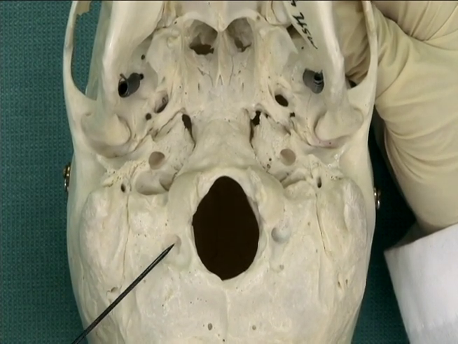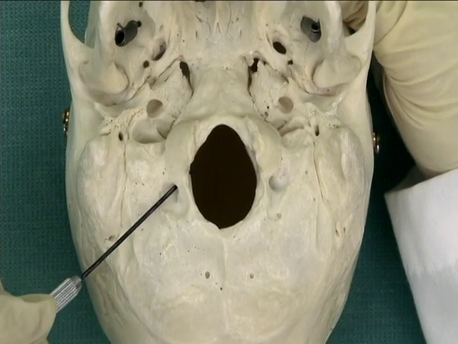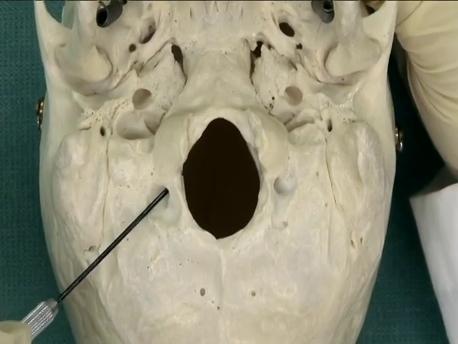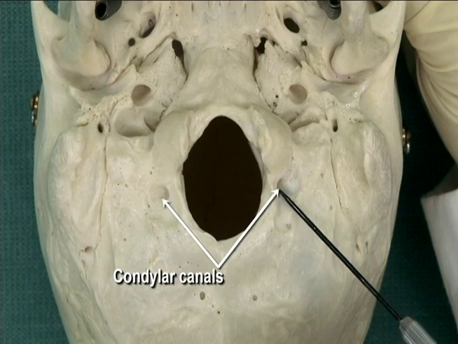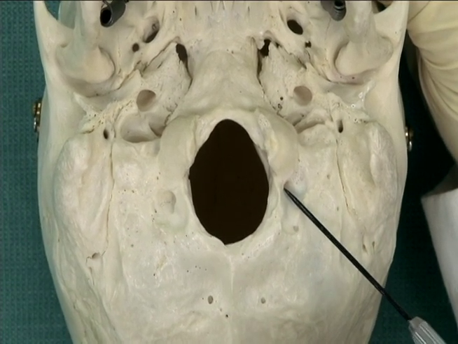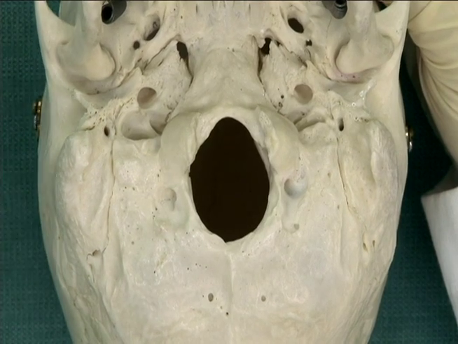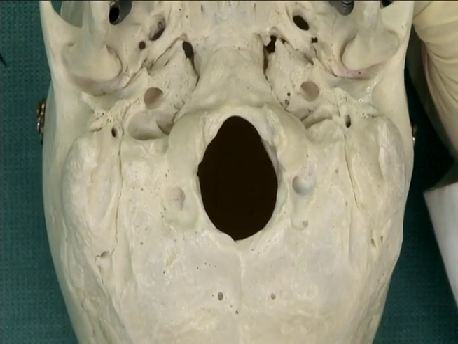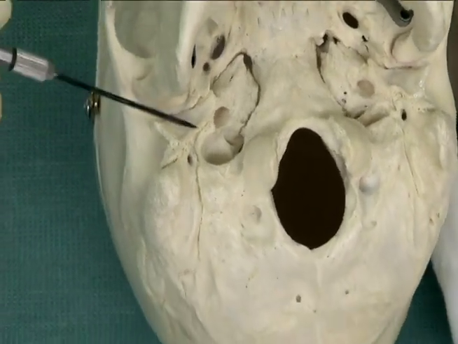Posterior to the condyles, identify the condylar canals, which transmit emissary veins from the sigmoid sinus to the vertebral veins. These are often confused with the hypoglossal canals, but note that these foramina open posterior to the condyles.